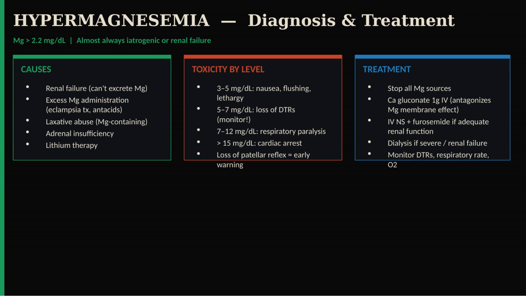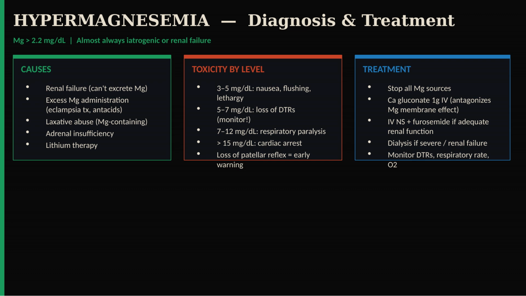3 to 5. Nausea, flushing, lethargy. 5 to 7. Loss of deep tendon reflexes. And that's your alarm, because the reflexes go before the dangerous stuff. 7 to 12. Respiratory paralysis. Above 15. Cardiac arrest. So the loss of the patellar reflex is your canary in the coal mine. Check it, especially in anyone getting a magnesium infusion for eclampsia.